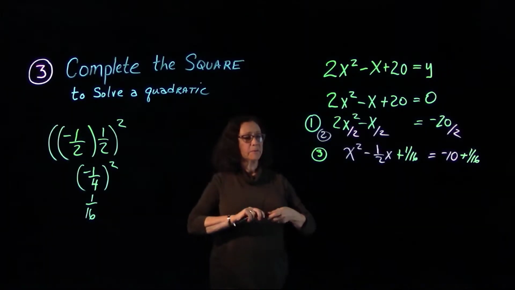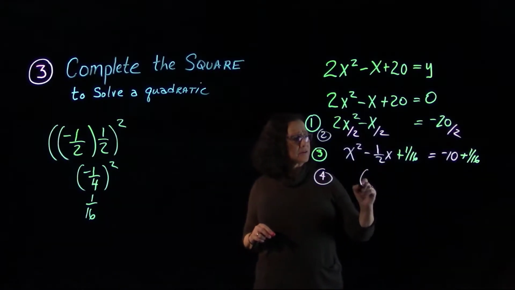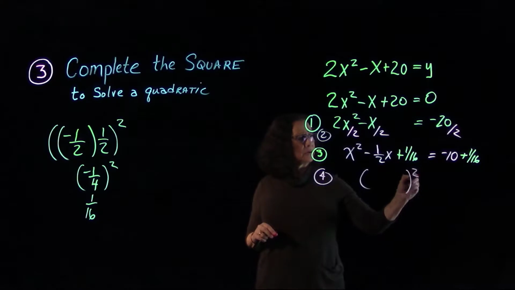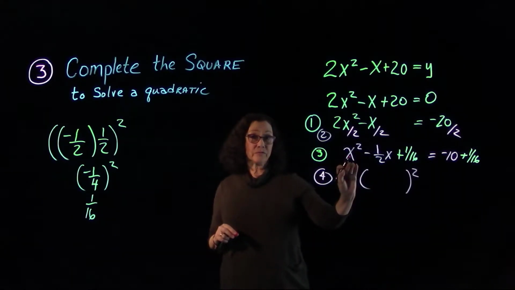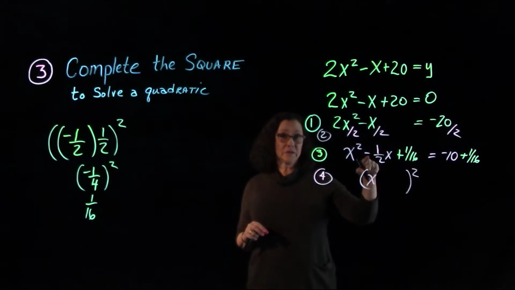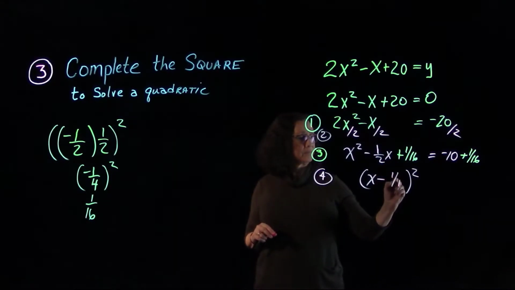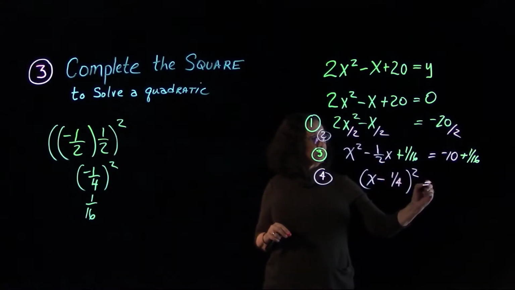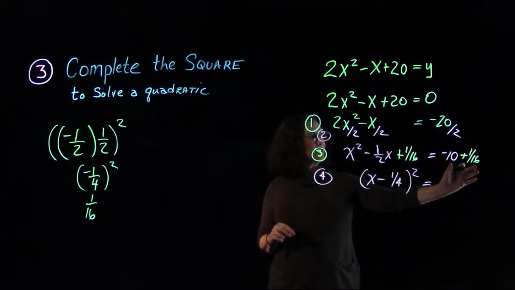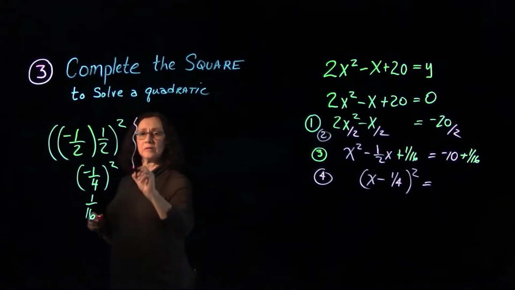Our fourth step is to write the binomial, the factored form of this quadratic. So we're going to factor this into a binomial by taking the square root of the first term, taking the sign of the middle term, and taking the square root of the last term. And then we have to combine these two numbers together, and I'm going to do that over here.